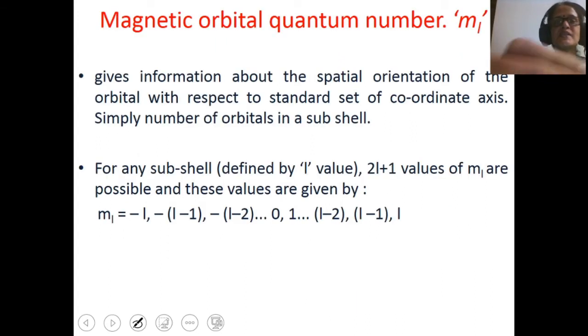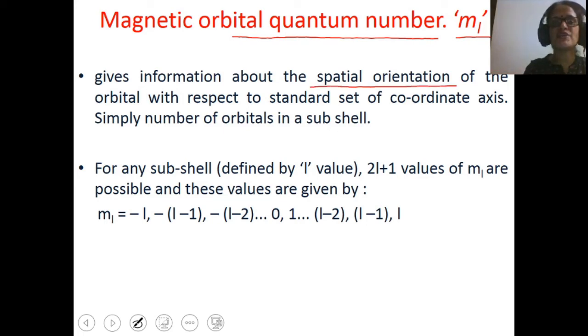Now I want to discuss the next quantum number, which is the magnetic orbital quantum number. It is represented by the symbol ml. Children, ml gives information about the spatial orientation of the orbital with respect to a standard set of coordinate axes. So ml gives us information about the spatial orientation of the orbitals, or simply we can say that however many orientations there are, that many orbitals are present in a subshell. In a very simple way we can say that ml, the magnetic orbital quantum number, gives us the number of orbitals present in a subshell.